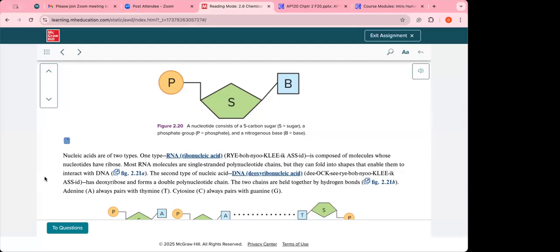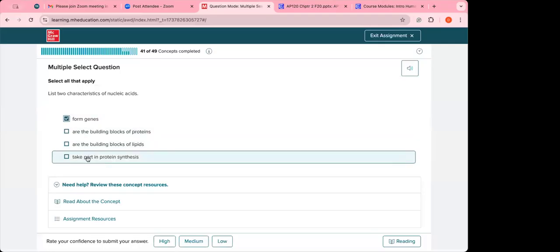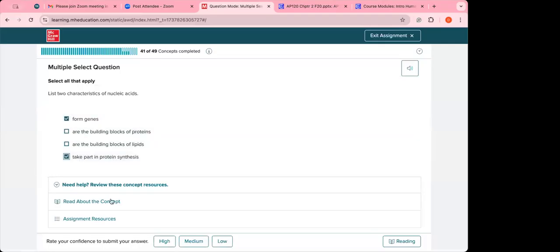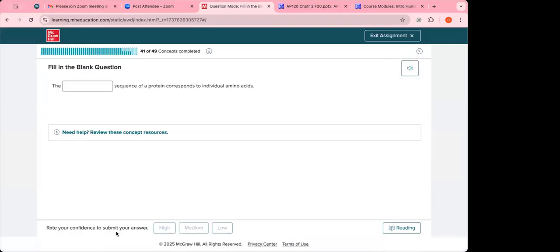Okay, so let's go back to the question. Right now, they're just asking us about... so nucleic acids form genes and they take part in protein synthesis. So the first one and the last one. They form genes and they take part in protein synthesis. Okay. The blank sequence of a protein corresponds to individual amino acids.